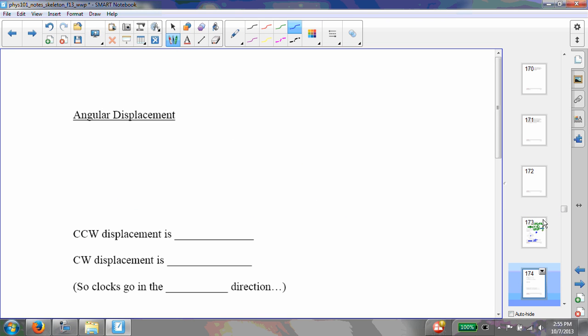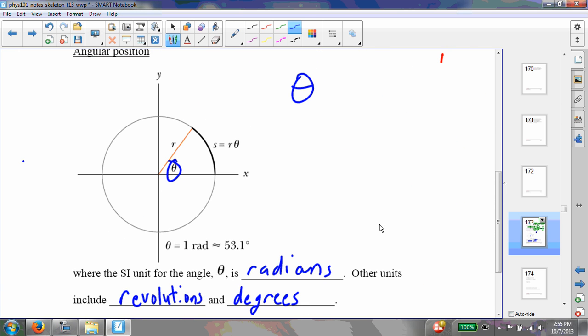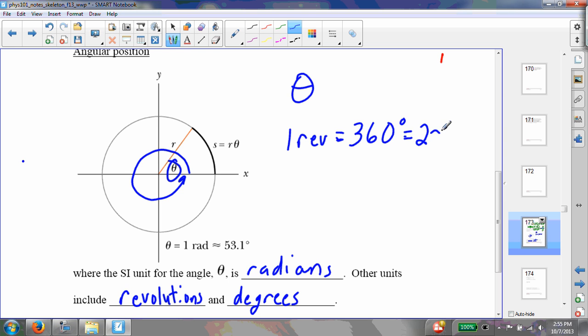The conversion factor for these is that in one revolution, there are 360 degrees. So one revolution means all the way back to where you started, and that's equal to 2 pi radians.